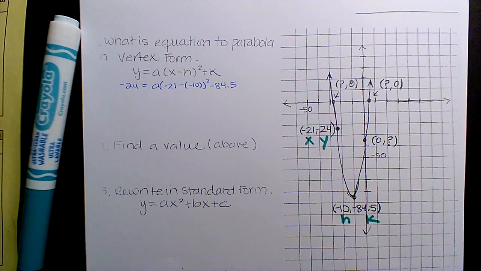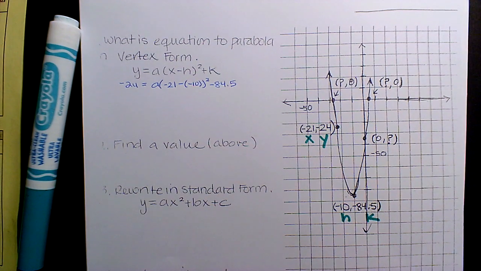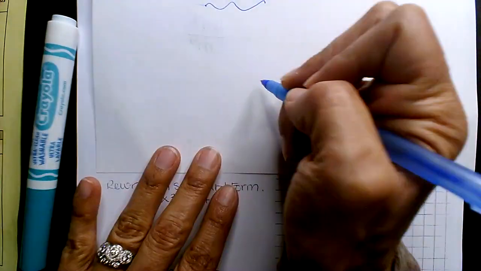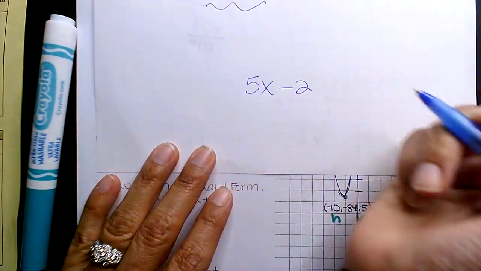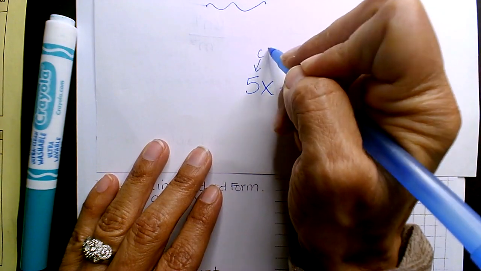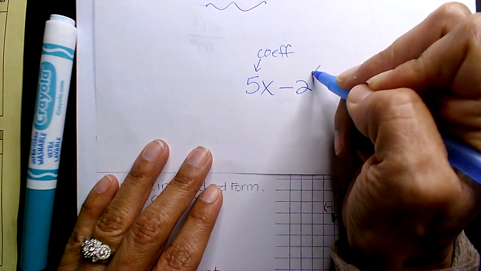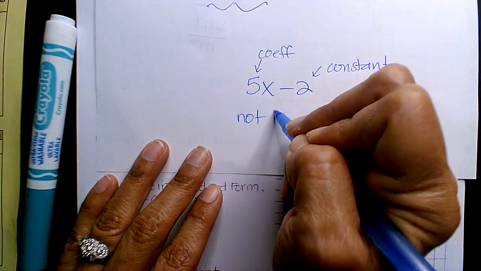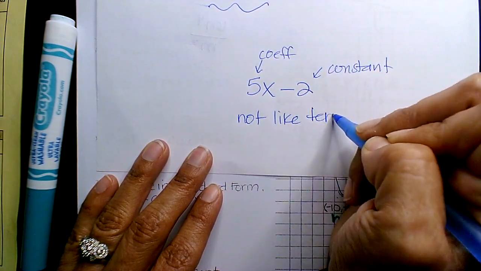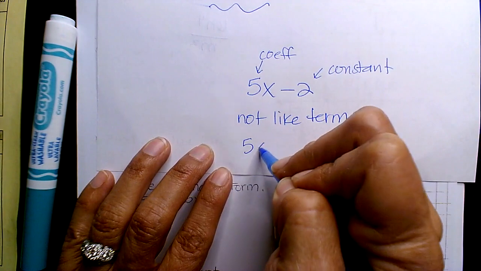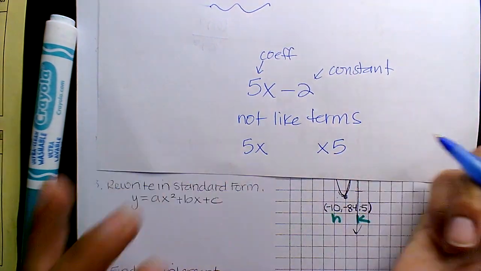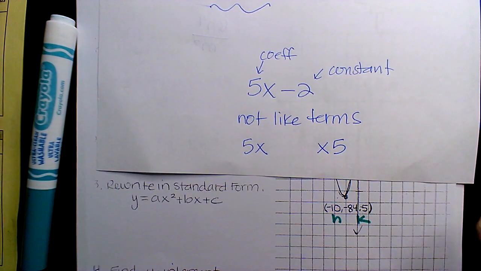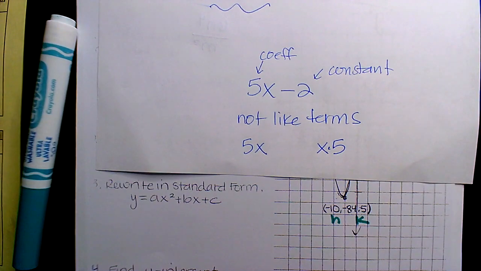Or parentheses, and you should know what a coefficient is. Remember, a coefficient is like 5x minus 2. This is a coefficient. This is a constant. They are not like terms. Remember, 5x is the same thing as x5, right? Just order, right? Commutative property, right?